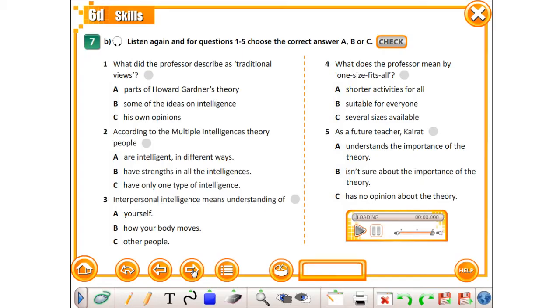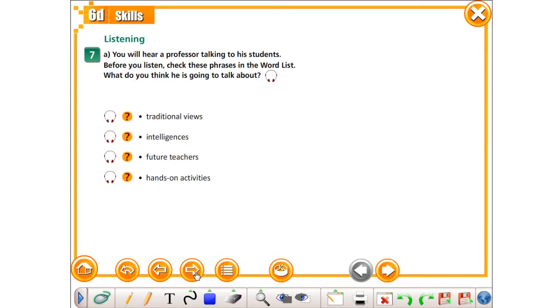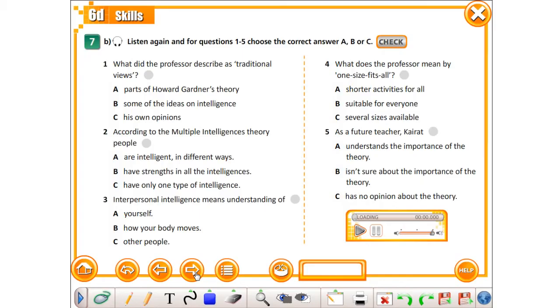You listen. You will hear a professor talking to their students. Listen to the recording and for questions 1-5 choose the correct answer A, B or C. Listen.